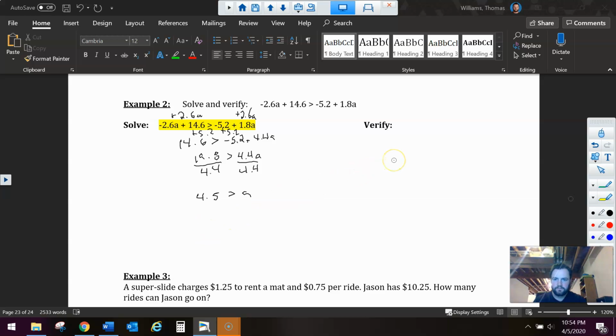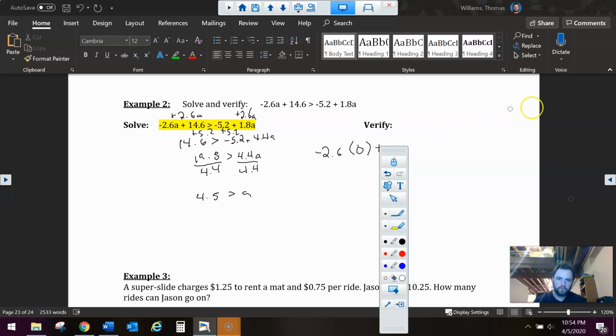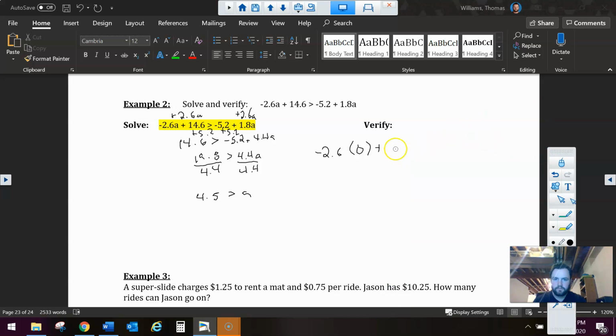Now when we say verify, what that means is I need to pick a number where a is less than 4.5, put it in, and it should work out for me. So let's go with a number smaller than 4.5. Well, let's go with 0. We go -2.6 times 0 plus 14.6. That should be greater than -5.2 plus 1.8 times 0. Well, -2.6 times 0 is 0, so on this side I'm just left with 14.6, and on this side I'm just left with -5.2, and 14.6 is greater than -5.2, so that one works out for us.